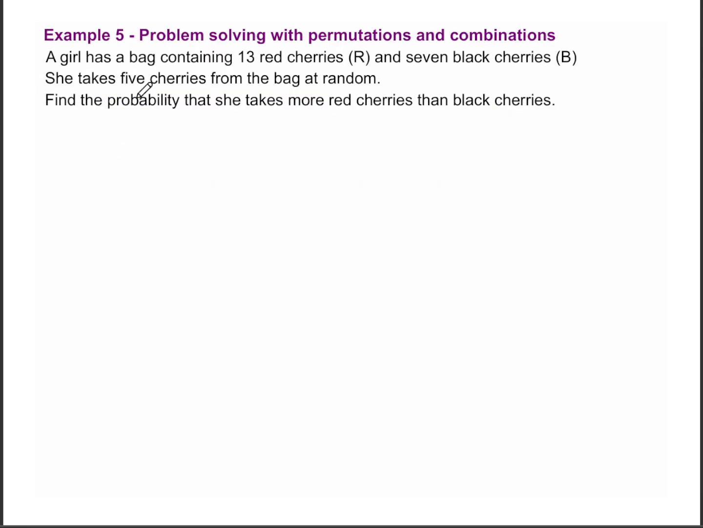Next example: a girl has a bag containing 13 red cherries and 7 black cherries. She takes 5 cherries from the bag at random. We have to find the probability that she takes more red cherries than black cherries. So, the total possible choices that she has, which is just from picking 5 cherries out of a total possible 20 cherries. So 20C5 are all the combinations of choices that she can have of those 5 cherries. This gives us 15,504 total possible combinations of those choices.